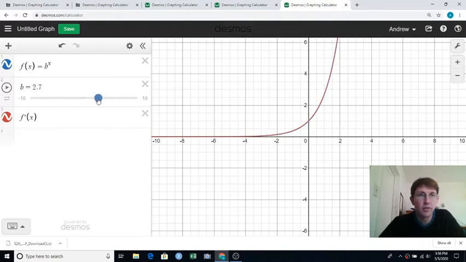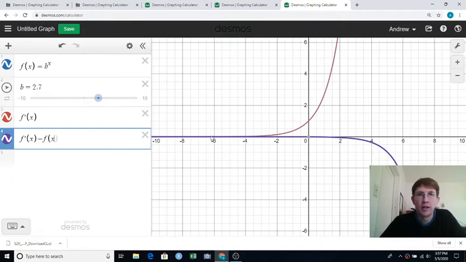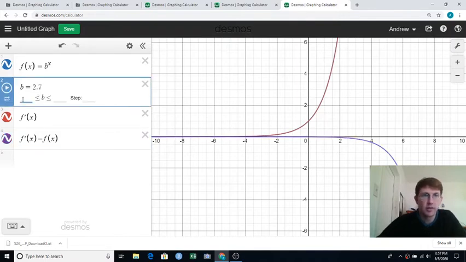At 2.6, the red curve is below the blue curve. So somewhere between 2.6 and 3, 2.7 is looking pretty good there. But I could plot f prime of x minus f of x to see if they're the same. If they were the same, I would get all zeros here, but I'm not getting all zeros. I need some better resolution on this slider. I know it's somewhere between 2 and 3.